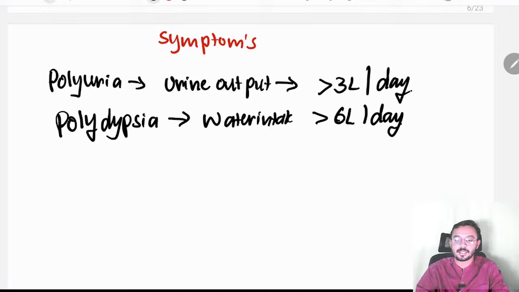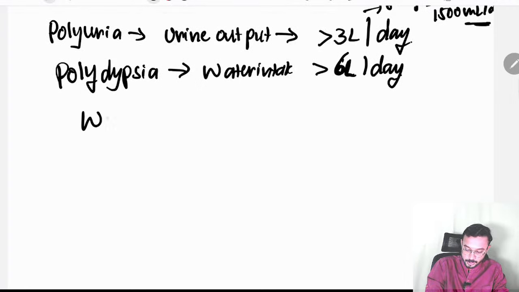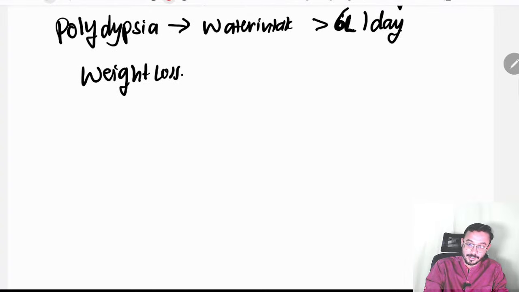Can you tell me the normal urine output? It is 1 ml per kg per minute. On average, if you take a 60 kg person and calculate, the normal urine output will be about 1500 ml per day. Here it is 2x or it may be 3x, like 3 liters, and polydipsia like 6 liters per day. And you can see weight loss. I will write it in a different color, so this is very important.